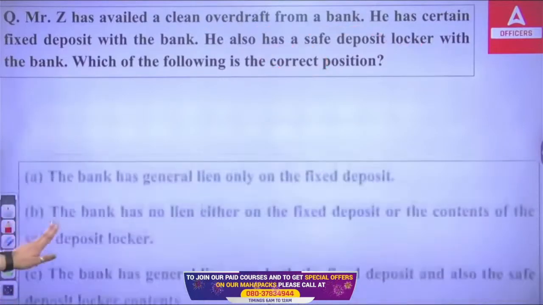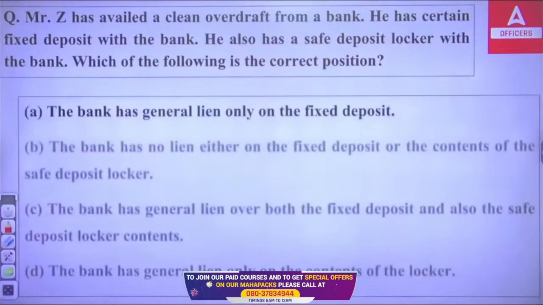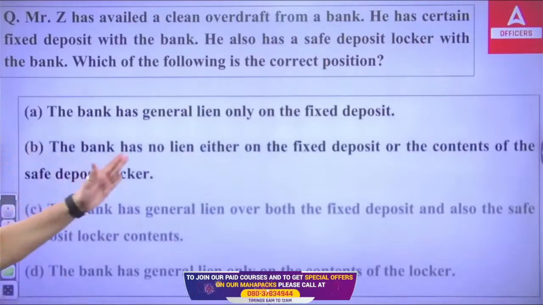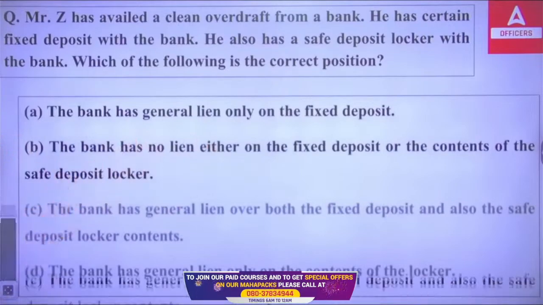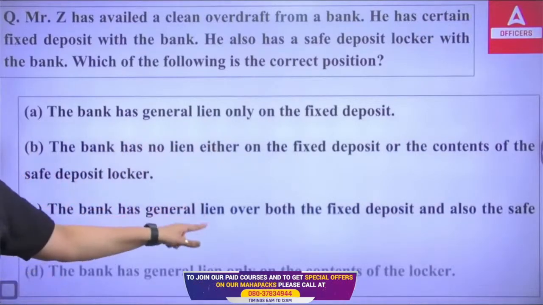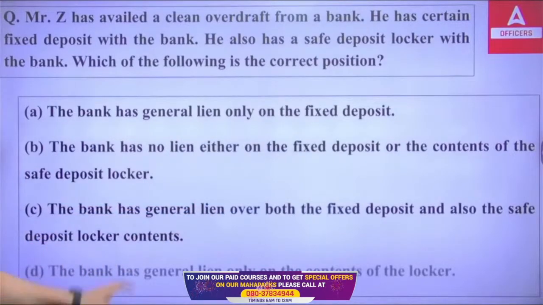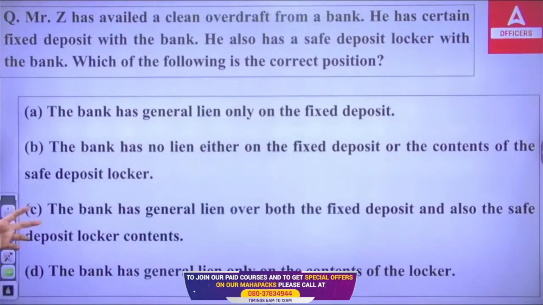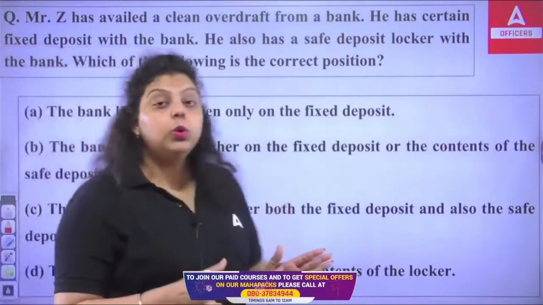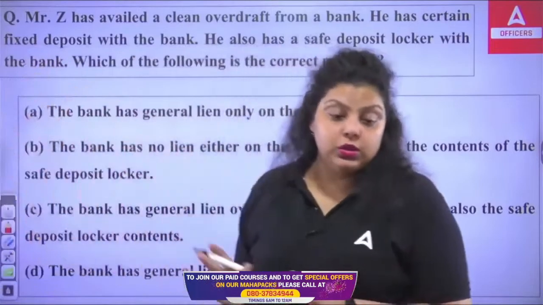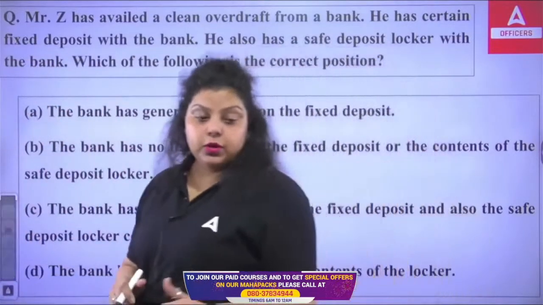So the first option we have, the bank has general lien only on the fixed deposit. The bank has no lien either on the fixed deposit or the content of the safe deposit locker. The bank has general lien over both the fixed deposit and the safe deposit locker content. Then the bank has general lien only on the contents of the locker. So what do you think, which of the following is correct? A, B, C or D? A lien is simply, banker's lien is simply when the bank has a right on the collateral until and unless the customer repays the loan to the bank. Okay. Now let me know which of the following is correct.